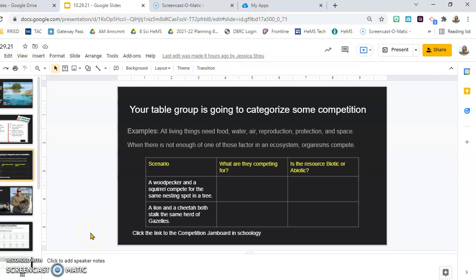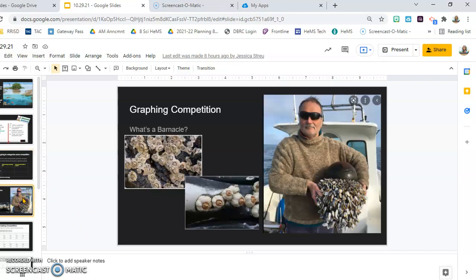So in class, we completed the Jamboard. Each table was assigned one slide, and they worked on that in class. You don't need to do that if you're at home. The next thing we're going to do is talk about barnacles.